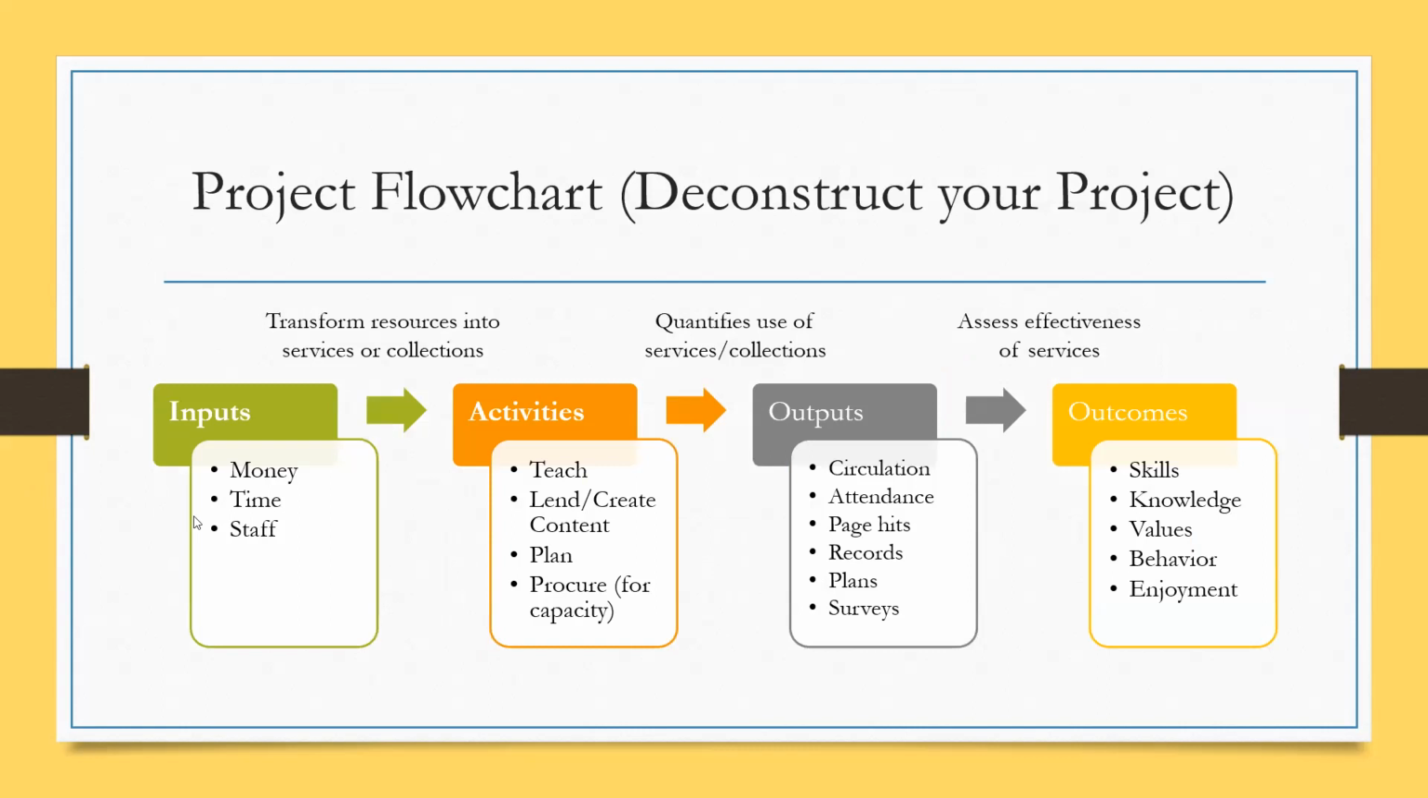This is the same exact graphic, but a little bit bigger with some words on top. So you're going to transform resources into services or collections. You're going to quantify the use of those services and collections. And then you're going to take those quantities and assess the effectiveness. And those activities are broken down into the 4 IMLS categories: instruction, which is teaching; content, which is information.